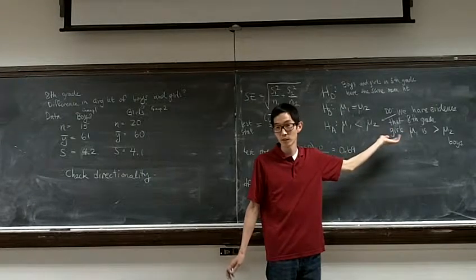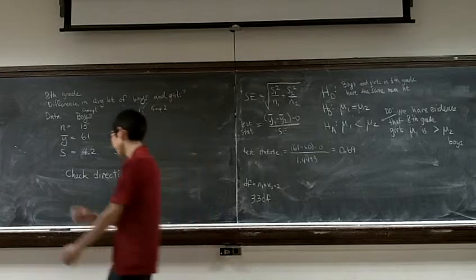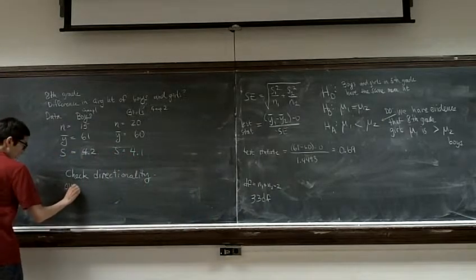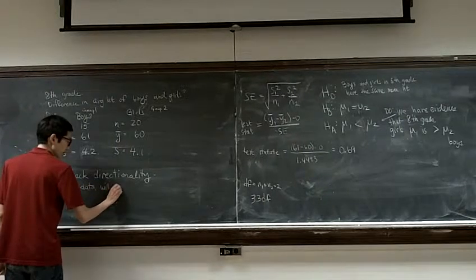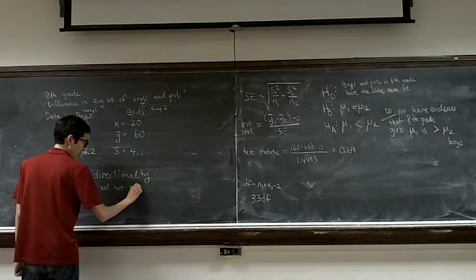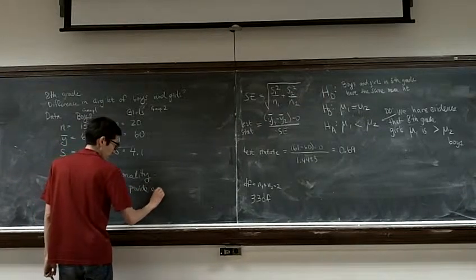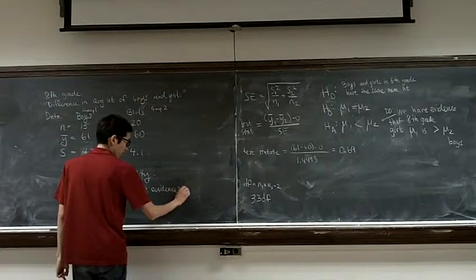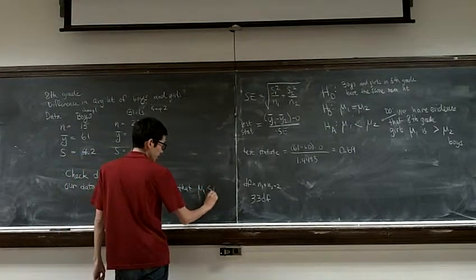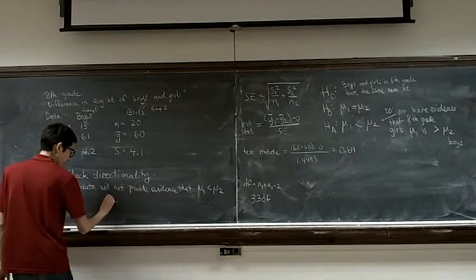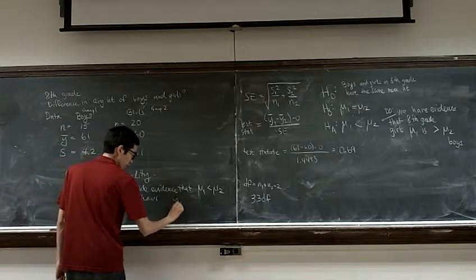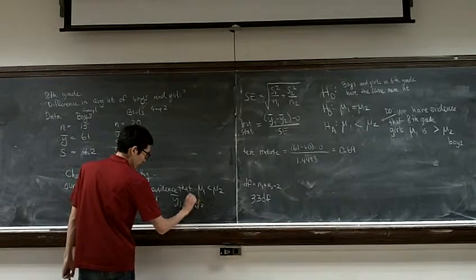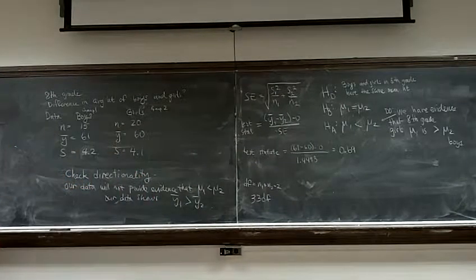So in that case, our data will not provide evidence that mu1 is less than mu2. Our data shows y1 bar is greater than y2 bar. So that's not going to support the idea that mu1 is less than mu2.